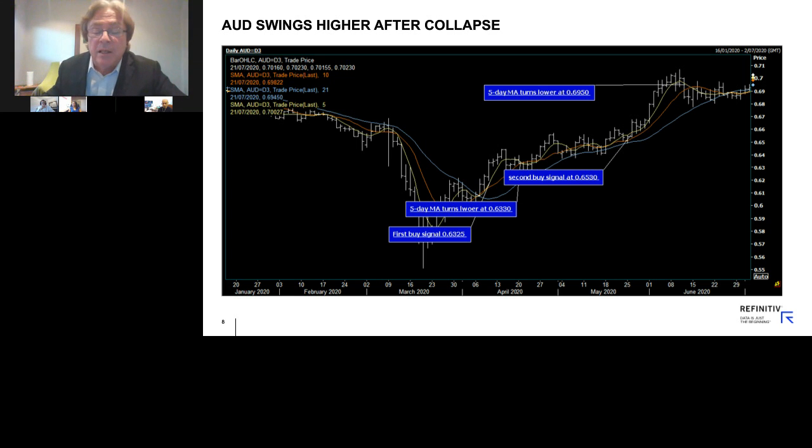But then the second buy signal came when everybody was saying that the Aussie should go down. It's never going to go back to the pre-COVID-19 levels of 70 cents. The buy signal came at 65.30. Again, the 5-day moved above the 10, which moved above the 21. And we stayed above the 10-day and 21-day moving averages until it crossed again at 69.50. Again, you've got to be very disciplined. You can't take your profit until that happens, and when that happens, that's when you get out.